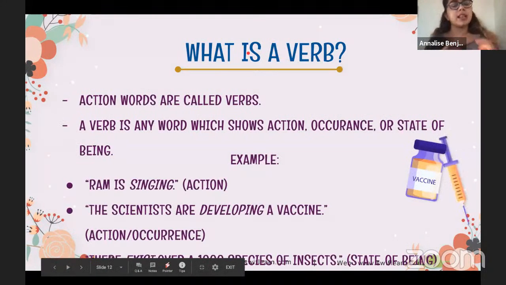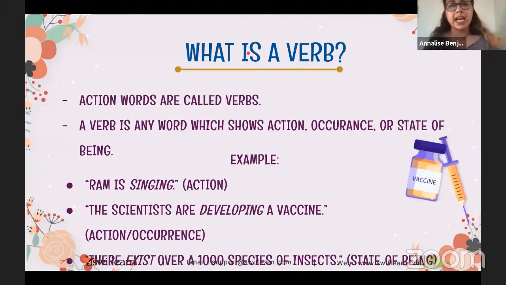Now, what is a verb? For a long time, everybody has been telling us what a verb is. We have been describing a verb. So, a verb basically is your action word. Any action which we commit, any action which we perform is known as a verb. Now, your verb can show an action, it can show an occurrence or a state of being. State of being means your state of existence, who you really are or who the subject really is.